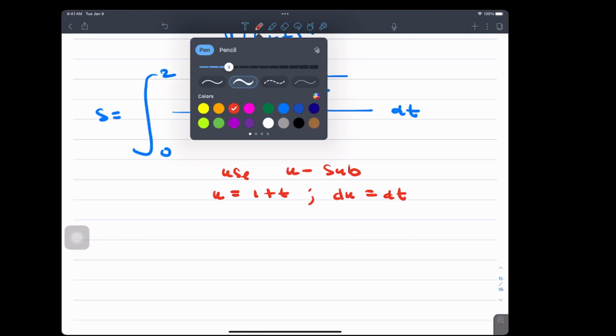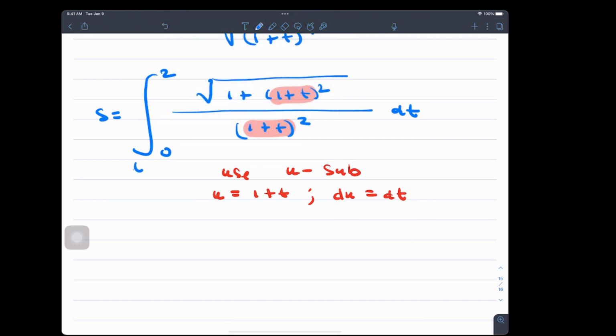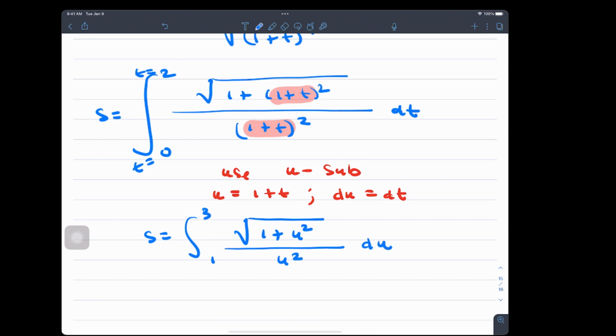So write your integral. This is all in terms of t, right? This is t equals 0, t equals 2. So here's my arc length now. If t is 0, u is 1. If t is 2, u is 3. Take the square root of 1 plus u squared, everything over u squared, and then that's going to be du. Okay?